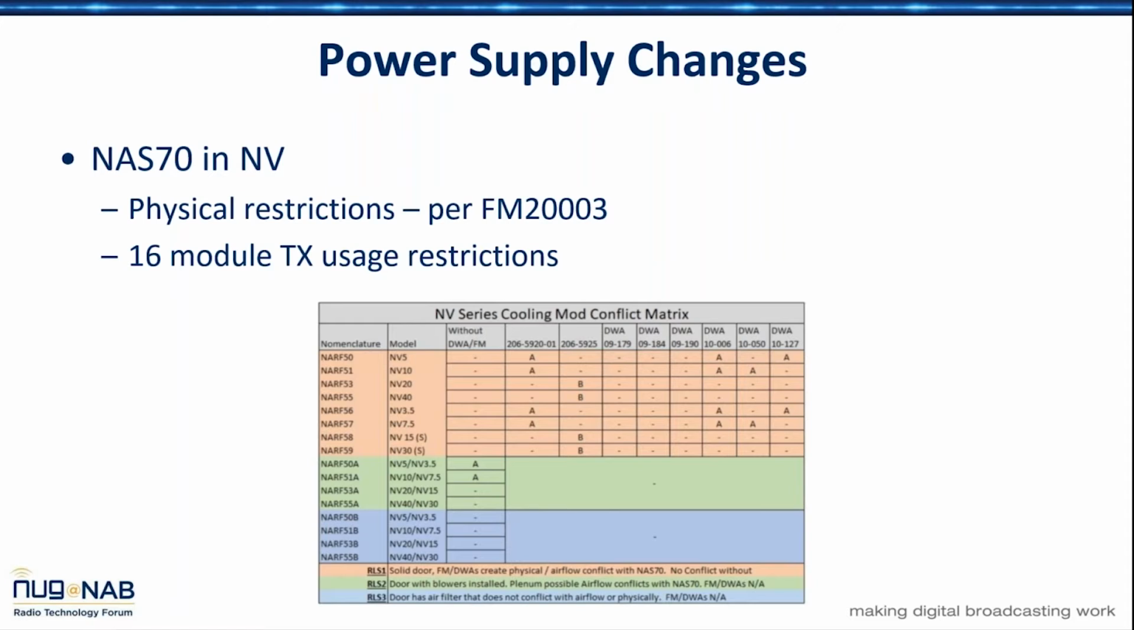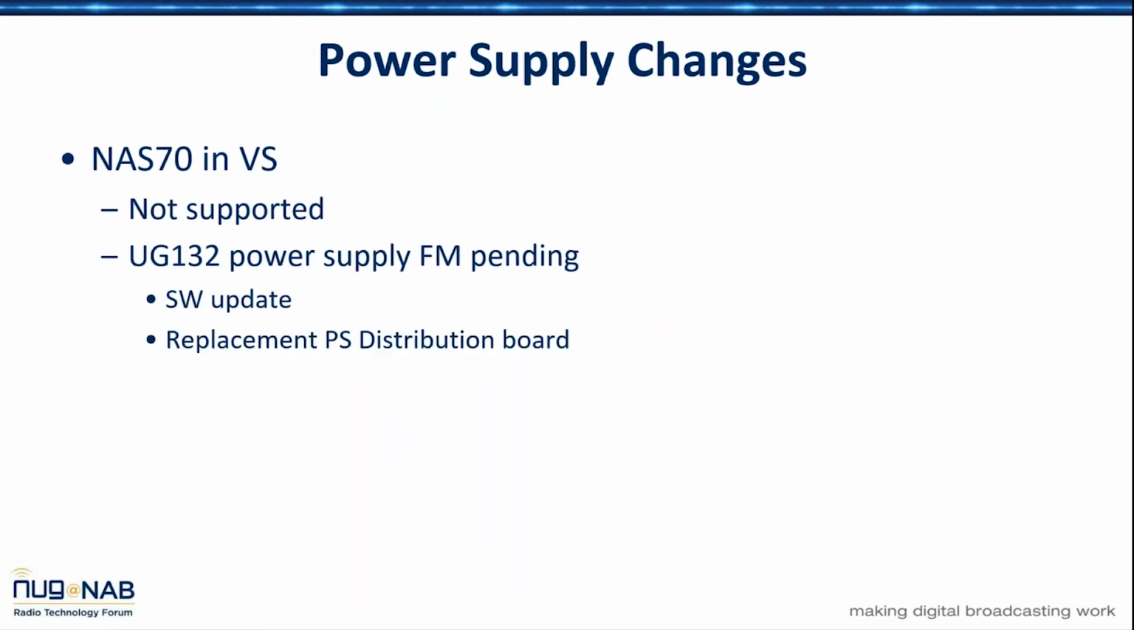For the 16 module transmitters, that's your 30 kilowatts and your 40s, the same kind of usage restrictions as with the J revision UG69s apply. So your fan position where you've got 3 and the IPA position where you've got 3. These won't work in there because they'll just try to do all the work. They don't current share, so they'll drive themselves into the ground trying to do everything. So using an NAS70 and a VS, that is not a supported thing.